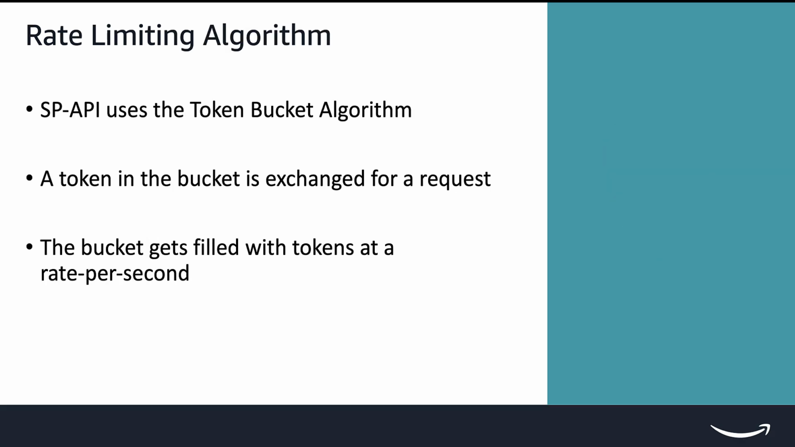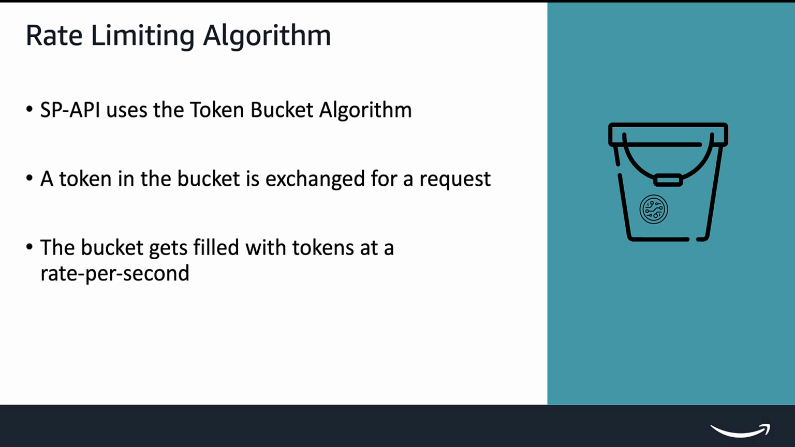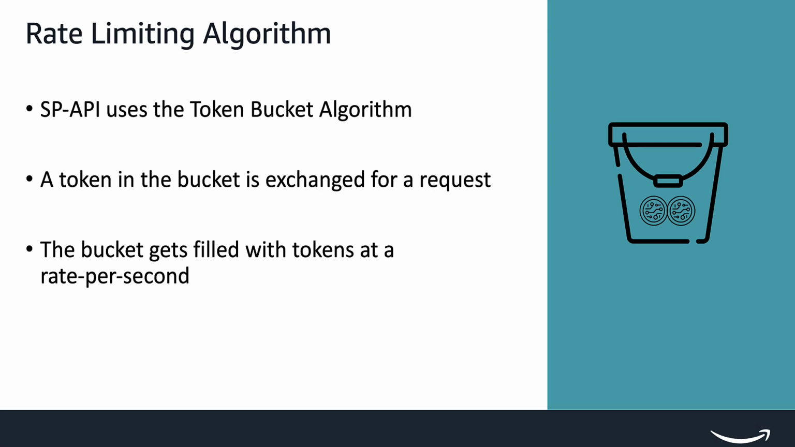APIs can use different implementations and algorithms to manage usage plans and rate limits. SPA API requests are rate limited using the token bucket algorithm. The basic idea of this algorithm is a bucket containing tokens, while each token is exchanged to allow for an API request. The bucket is refilled with tokens at a defined rate per second. Throttling occurs when no tokens are available for exchange.